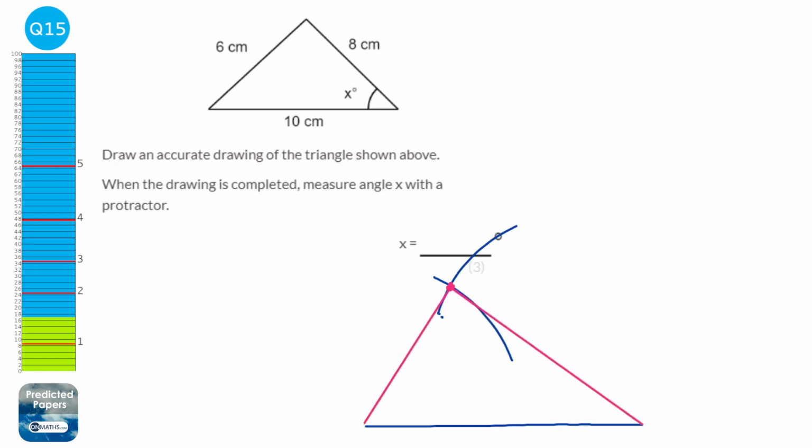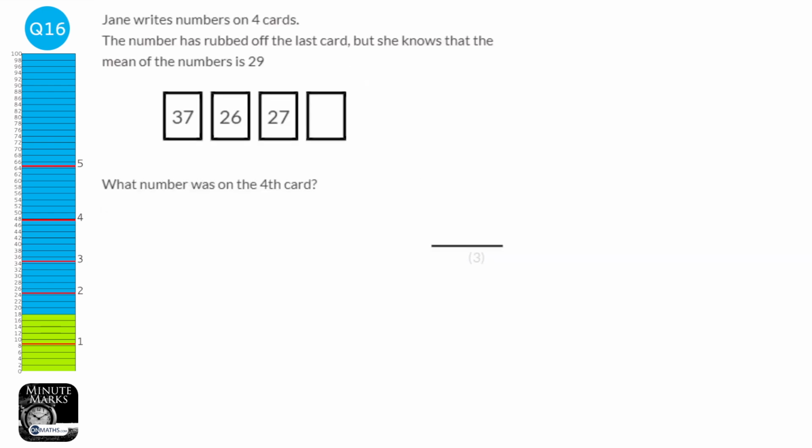And it says to measure the angle x, so we're going to need a protractor for this bit. I'm going to put our protractor here with the crosshairs matching here. So we're going to be looking at the inside, or the outside one, and it comes up as 37 degrees. So our answer is 37 degrees.